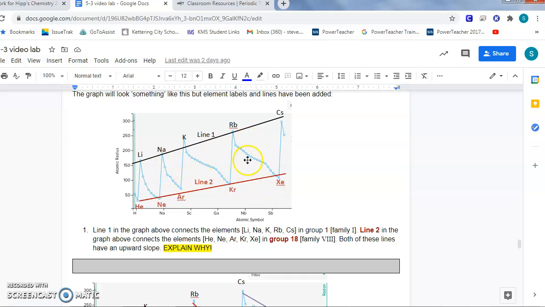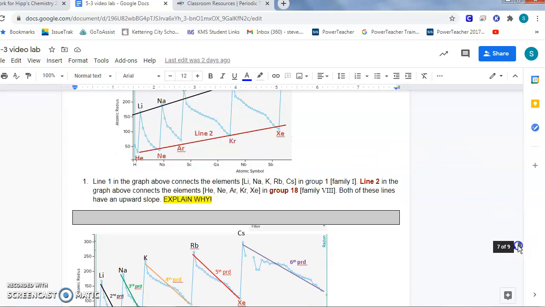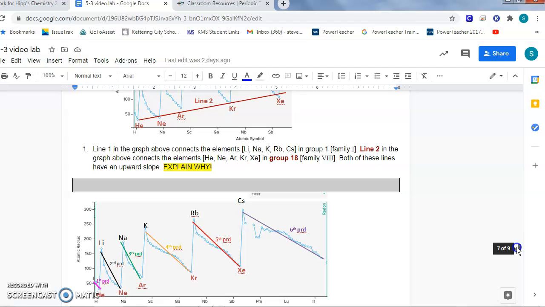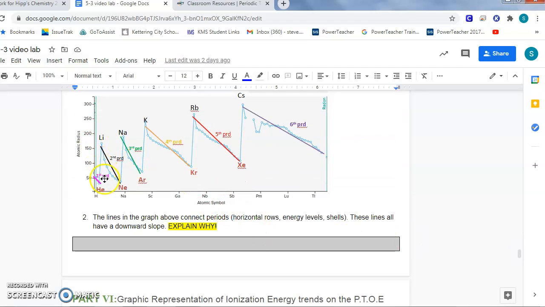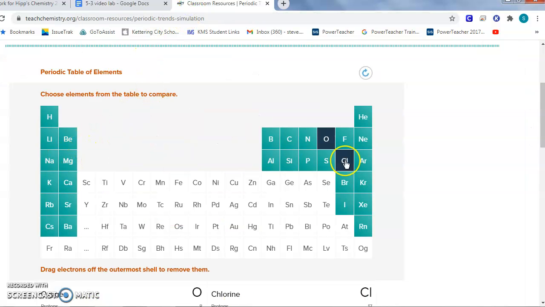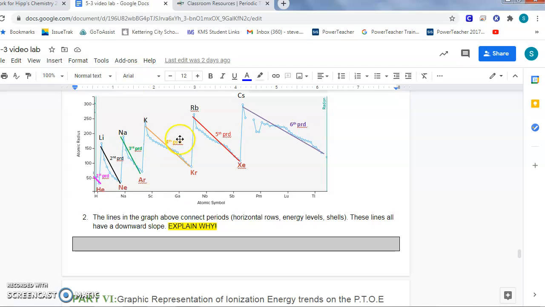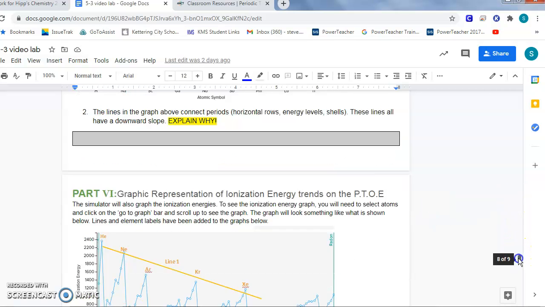So there's lines connecting these. These are group numbers right here. Here the line is going slightly upward from lithium to cesium. The line's going upward from helium to xenon. Why is the line going upwards through that group? Now there's lines connecting the periods, or horizontal rows. Lithium to neon is the second period. Sodium to argon is the third period. There's lines connecting those, and those period lines are going down. Explain why the slope of that graph is going down.